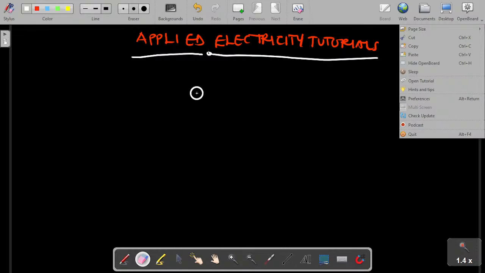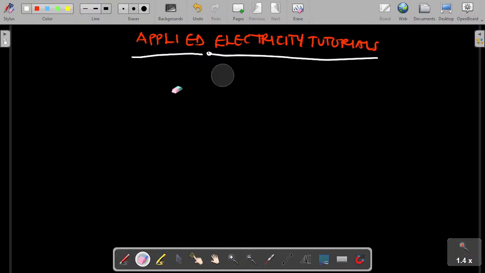Okay, so let's go straight to solving our problems. For the first problem, I have this circuit diagram I'm going to draw so that we solve.